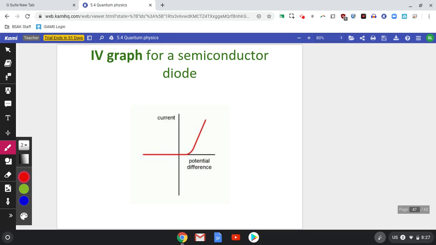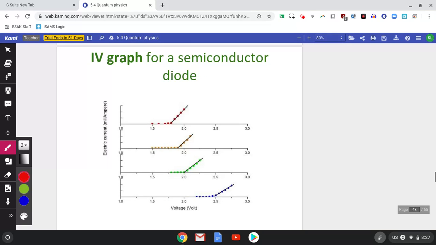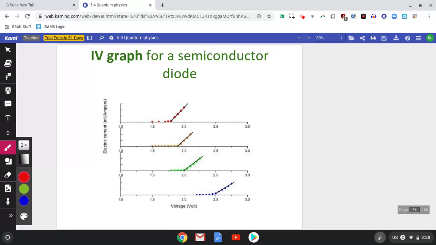The positive voltage has to reach something called the threshold voltage. Anything below the threshold voltage, again, we've got zero conduction. After the threshold voltage, the diode will be a roughly ohmic conductor. But this is the important thing today: the threshold voltage.